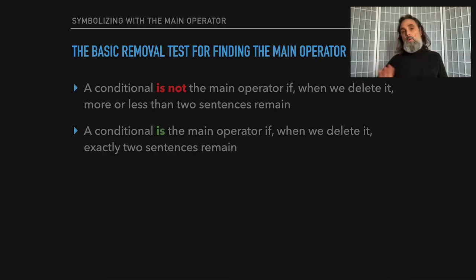Let's get going. We can use this removal test to say when a conditional is the main operator. What happens if we delete the conditional vocabulary, the if, or the only if, or the if and the then, and so on? What are we left with? If there are more than two sentences or fewer than two sentences, or if there's ungrammatical material, then what we deleted was not the main operator. But if we delete that and are left with exactly two sentences, then basically we can say that's the main operator. There's a little bit of a caveat to that, though, and that's what we need to talk about right now, and we're going to look at another example.